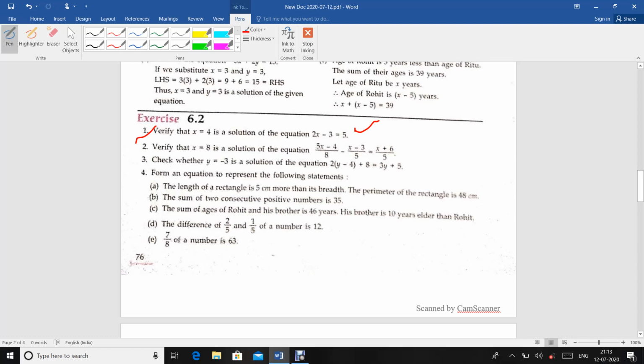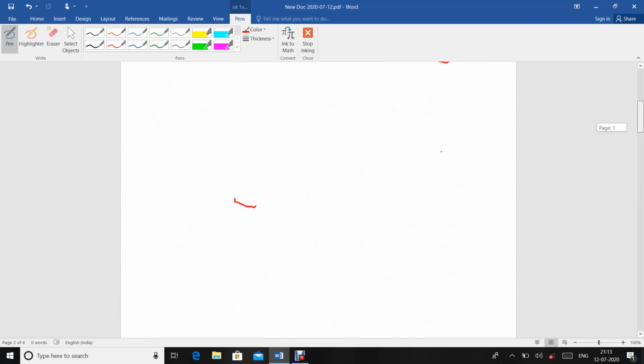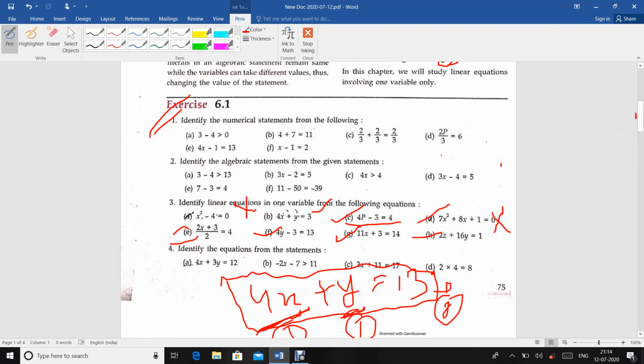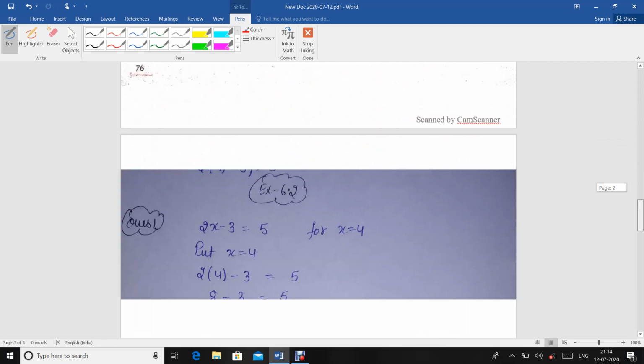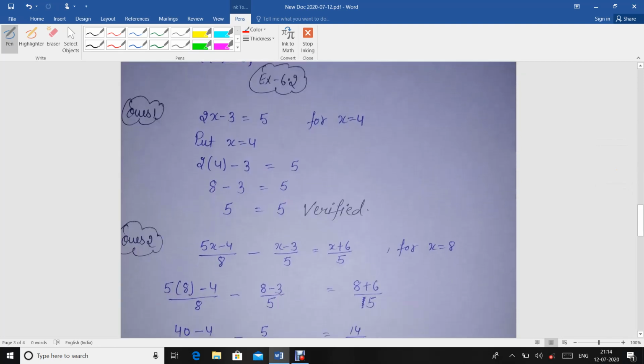You must be seeing here that in this equation the sign of equality is present, so it is clear that it is an equation, 2x minus 3. Also in this equation there are literals, so we can say that it is an algebraic equation. Let us see the solution for this question. Verify that x is equal to 4 in this equation. The equation is 2x minus 3 is equal to 5, and x is equal to 4.